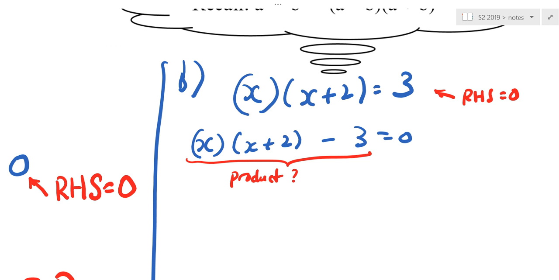Answer is no. Do you know why? Why do I kick the 3 to the other side? Because in order to tell me something equals 0, the right hand side must be 0. So I got to move the 3 over to the other side. Next, is this already in the product? Answer is no. Why? There's a minus 3 here.